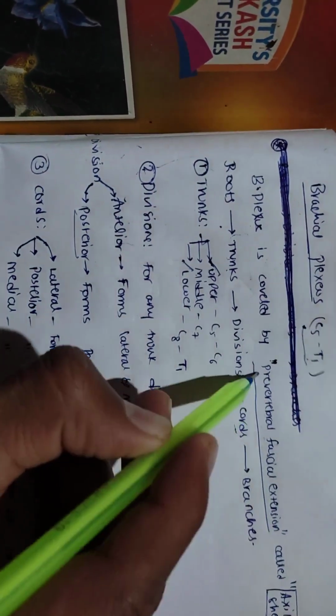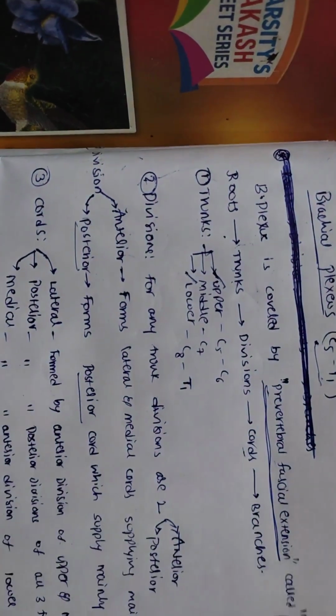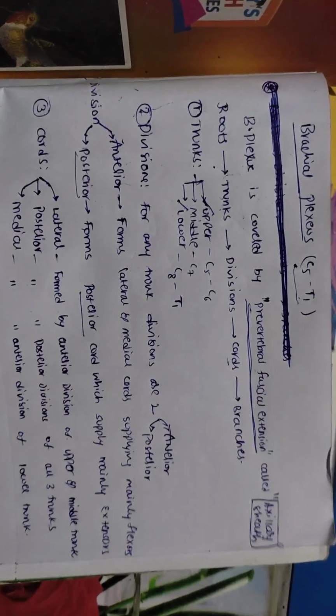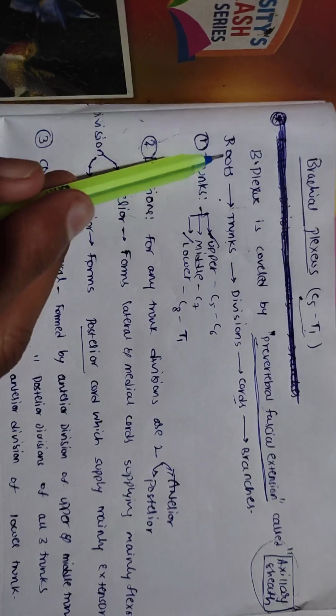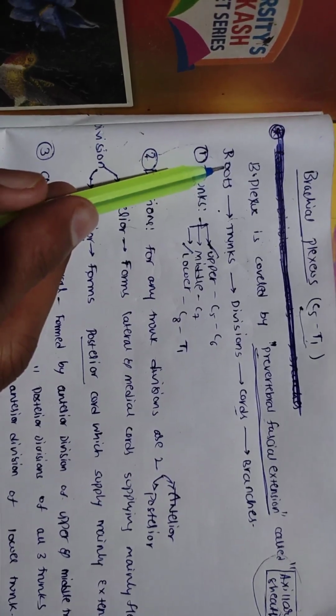It is a very important word, prevertebral fascial extension, called the axillary sheath. You can see that one, the axillary sheath. It is very important, the axillary sheath. Now, what are the components present in the brachial plexus?